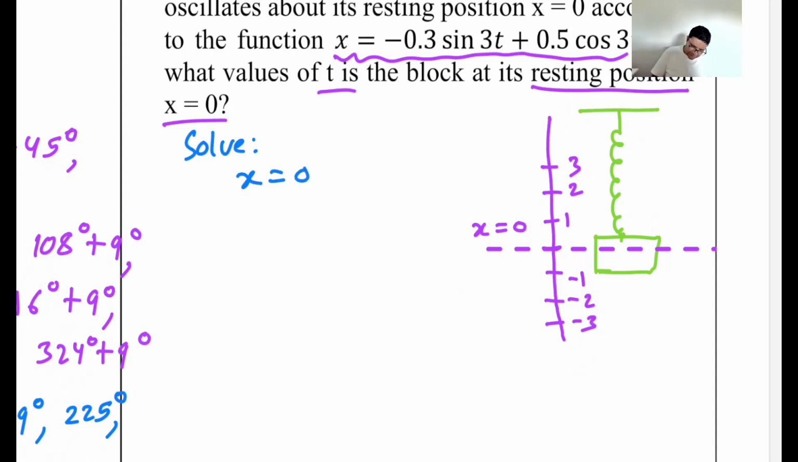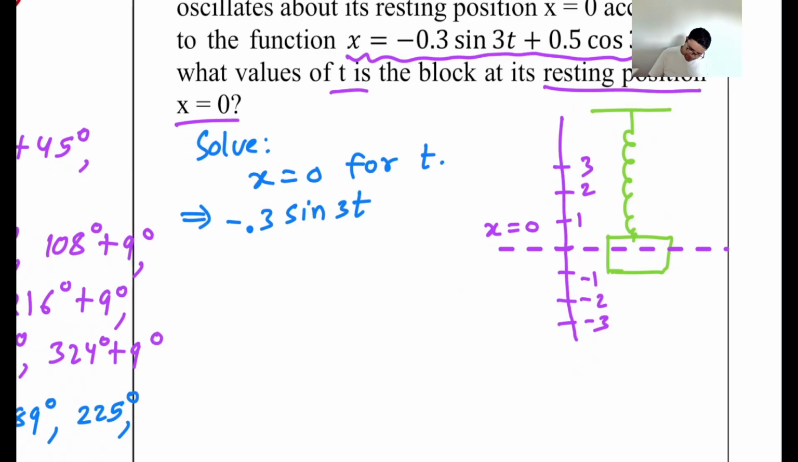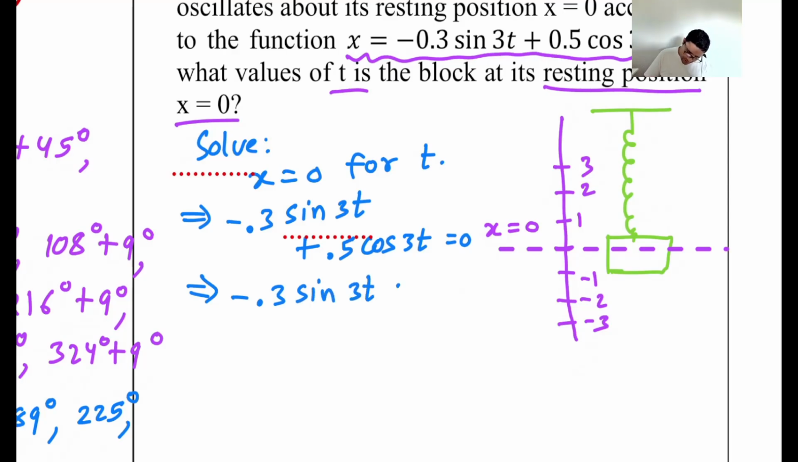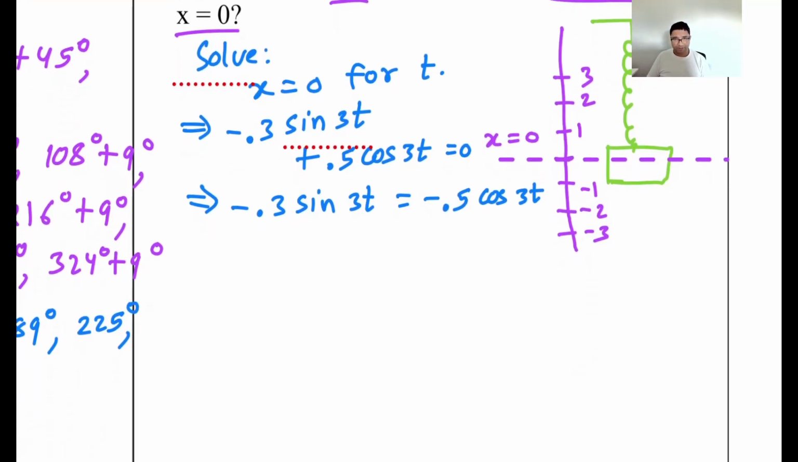The solution is: solve x equals 0 for t. x equals 0 means minus 0.3 sine 3t plus 0.5 cos 3t equals 0. We will go ahead and solve it now. Minus 0.3 sine 3t equals minus 0.5 cos 3t. We're solving the equation now.